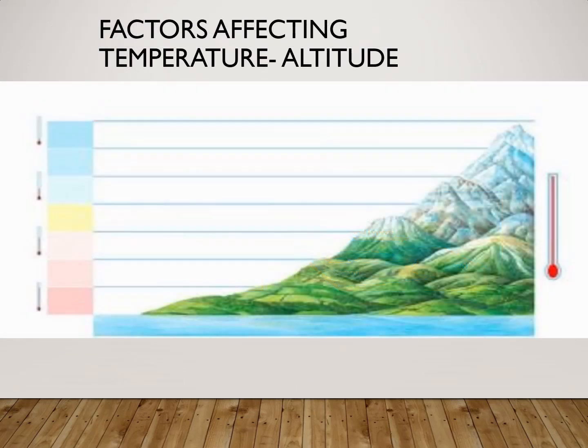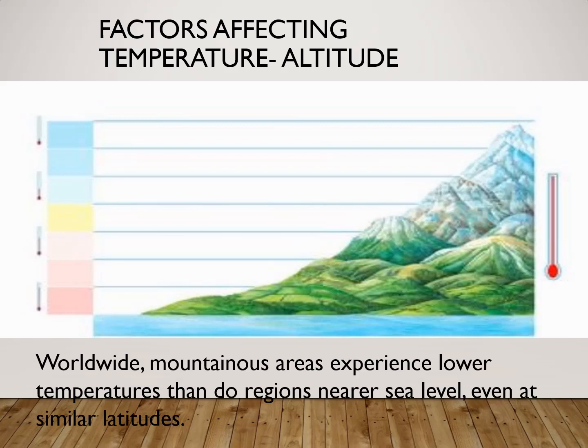Another factor which affects the temperature of a particular place is altitude. If you notice, mountainous areas all over the world have lower temperatures than regions which are nearer to the sea level, even when they are at the same latitudes. The latitudes of both the places are similar, yet the temperatures are different.